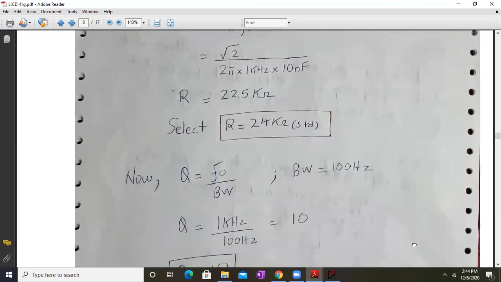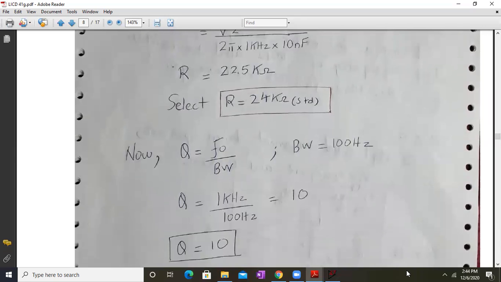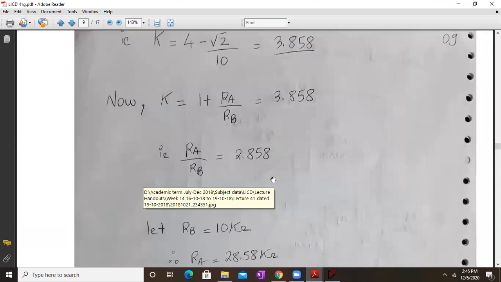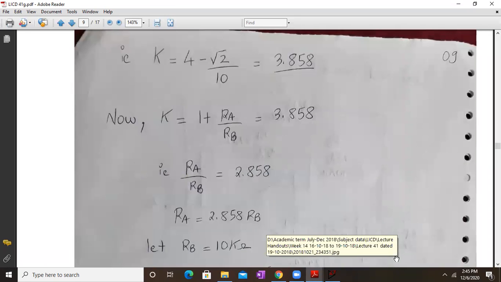Now we know the quality factor is given by the formula F naught divided by bandwidth. Here the bandwidth is given as 100 hertz and F naught is 1K. So Q will be 1 kilohertz divided by 100 hertz, which will be 10. Once Q is 10, we can easily reverse calculate K. Q is given by root 2 divided by 4 minus K, which is equal to 10. So K will be given by 4 minus root 2 upon Q. You substitute over here and you get the value of K as 3.858. So K over here is 3.858.